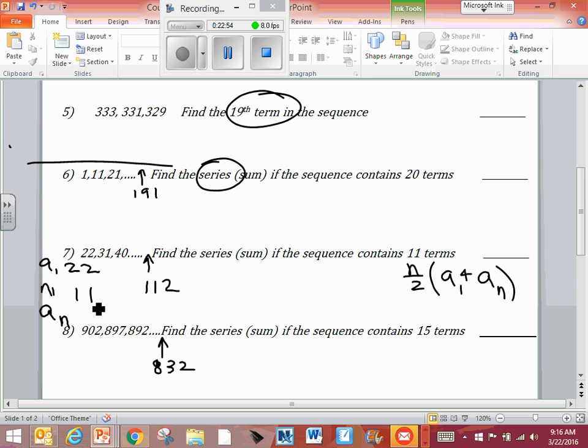A sub n, you need to write this somewhere. In this scenario, a sub n is the last term. It's the actual last term in the sequence. Last term in the sequence, a sub n. Wait, where did the 11 come from? N. Oh, I'm sorry.